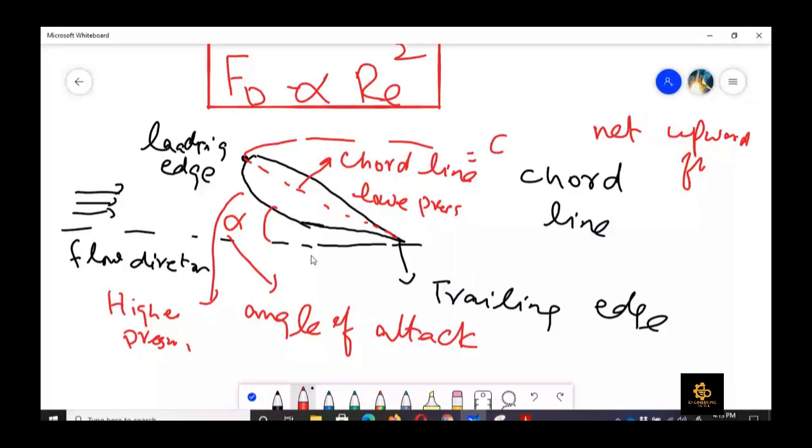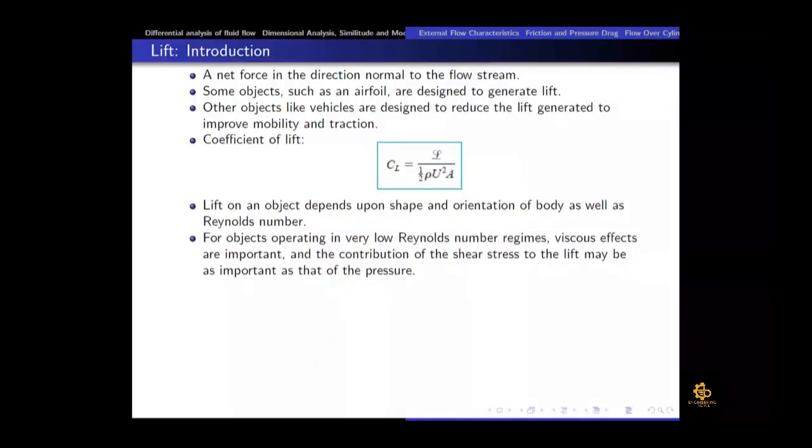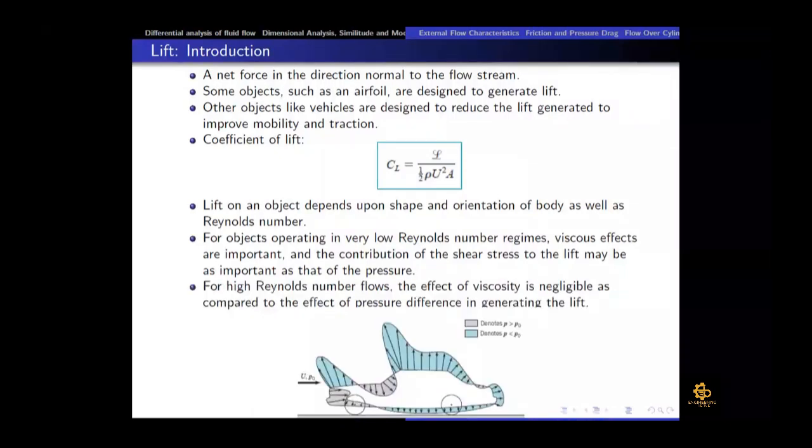For objects operating in a very low Reynolds number regime, the viscous effects are important, and the contribution of the shear stress to the lift may be as important as that of the pressure. But at the cruise speed which we are talking about, the pressure contribution is high. So for high Reynolds number flow, the effect of viscosity is negligible compared to the effect of pressure.